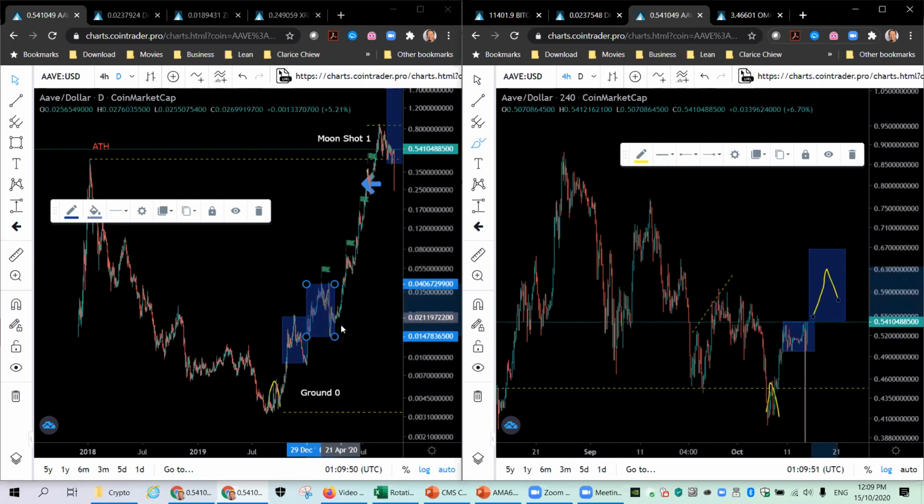Once that is done, look at this. This is a strong push up. That's the one that's going to rocket ship AAVE. So after this correction, it should be interesting to see how it's going to push up. That's what we are looking at.